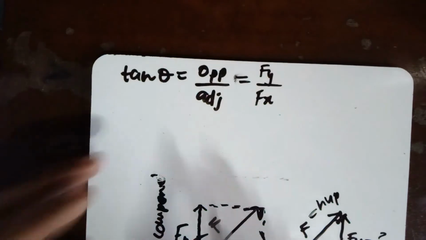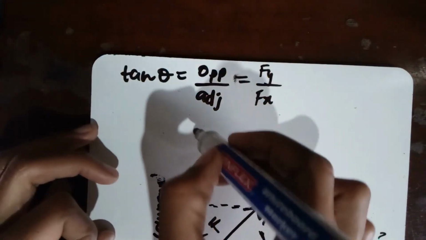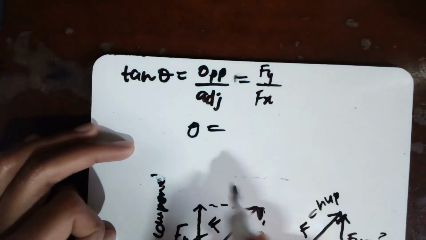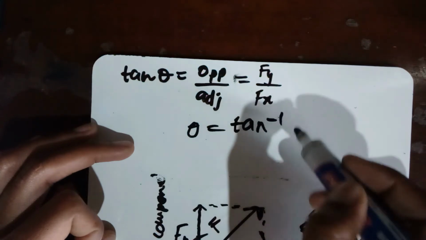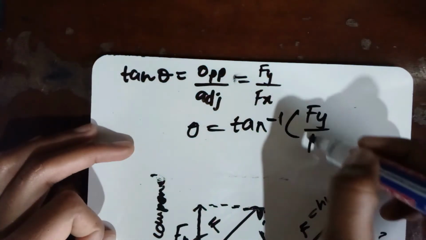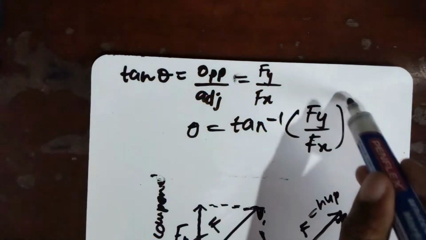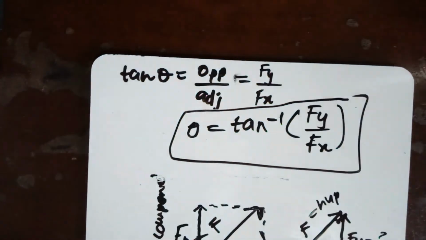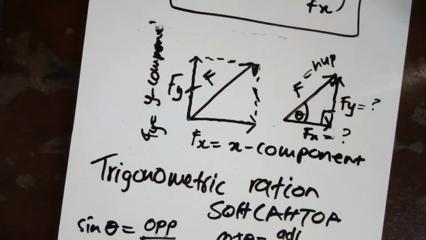Normally we use this one when we're trying to find the angle or the direction. If I make theta the subject of my formula, it becomes arctan, written like this, of fy over fx. So those are just important things to take note of, especially when we talk about resolving something into its x and y components.